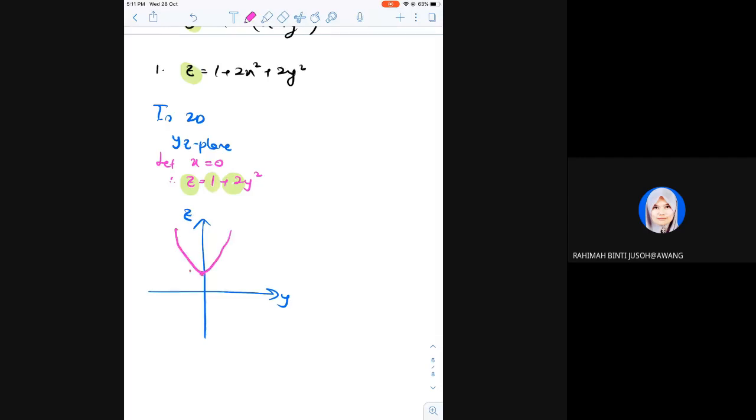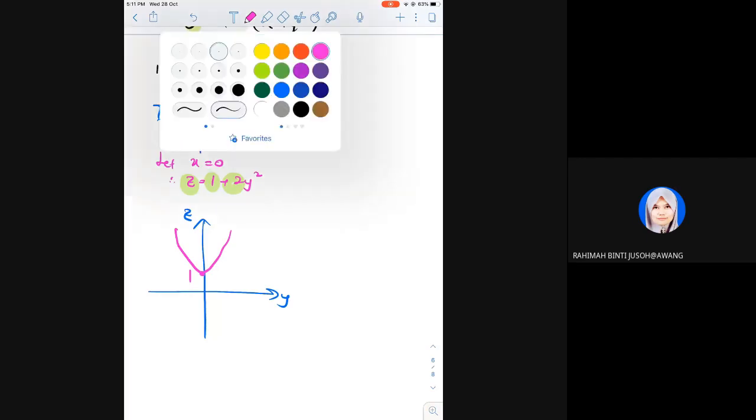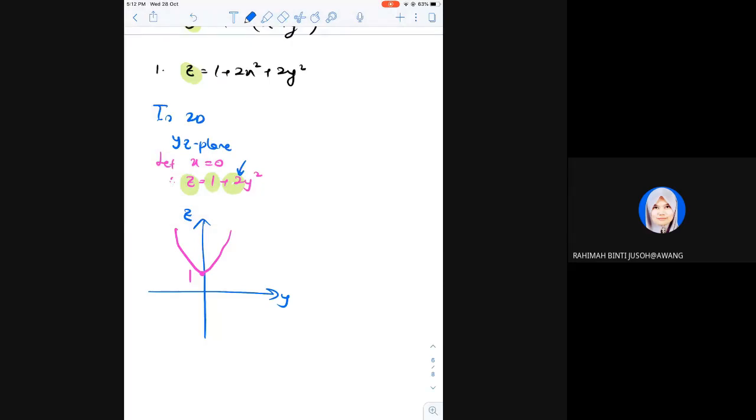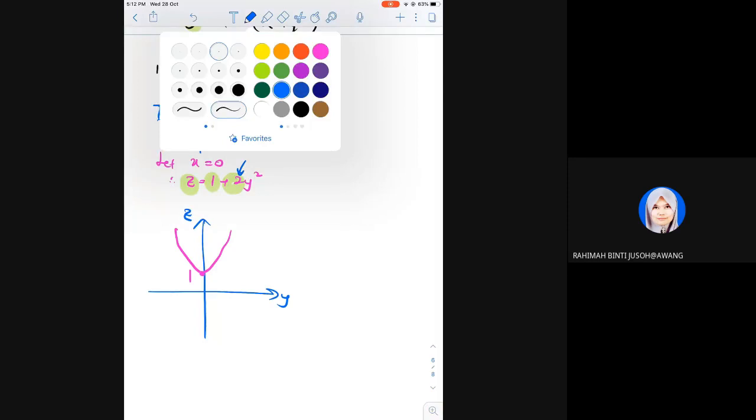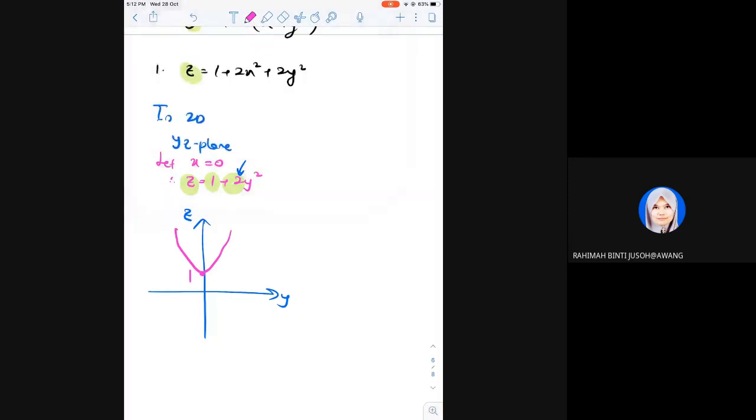So here 1. Dua ni, dua dekat sini ni just menunjukkan size dia je, kembang ataupun kuncup. It doesn't matter kan? No matter the values of the coefficient, it's just about expanded or narrow. Position dia tetap macam ni. Alright, so bila dah dapat graf 2D macam ni, dah tahu dah lah, lukislah 3D. Dah dapat agak bentuk macam mana.